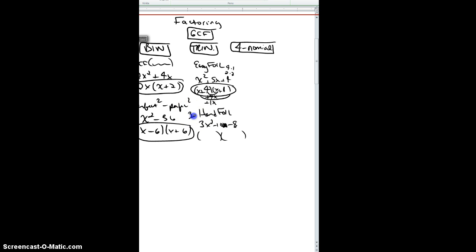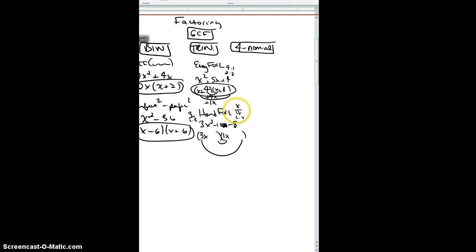So here I have 3, which is 1 and 3. 8 is 1 and 8, and 2 and 4. So here I have some choices. This is 3x and this is 1x. So there's not really any choice there. And you don't need the 1, I just kind of put it there so you could see it. But notice when you do your loopies, these numbers are going to change because they're going to get multiplied by that 3. So you can't just look at these and say, oh, which one gives me 10? None of them give me 10.